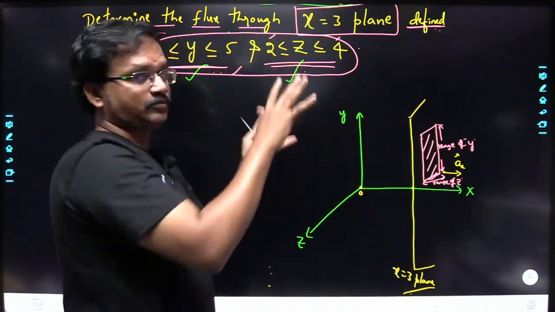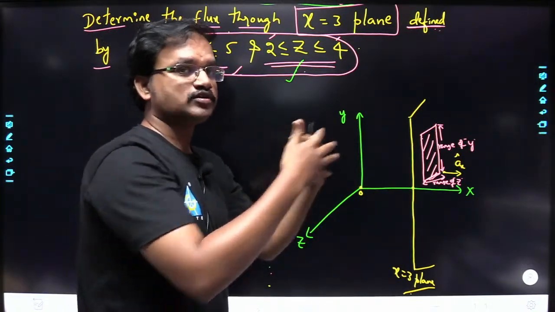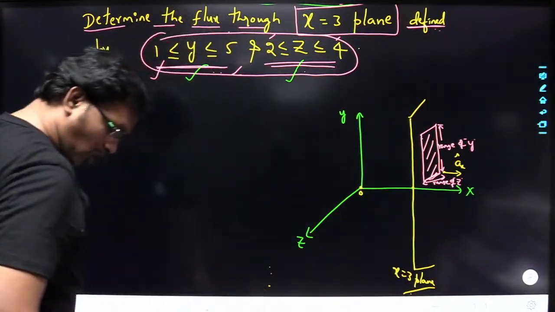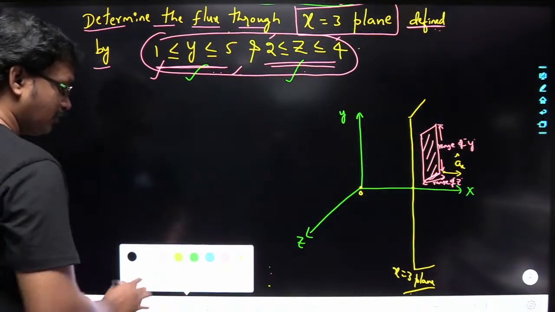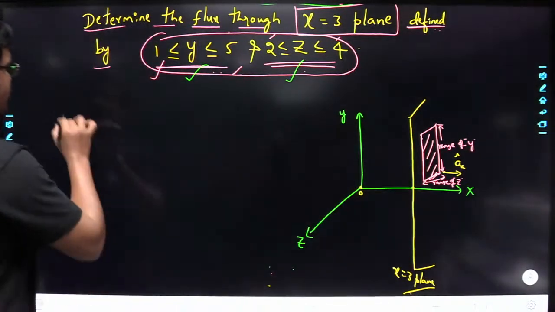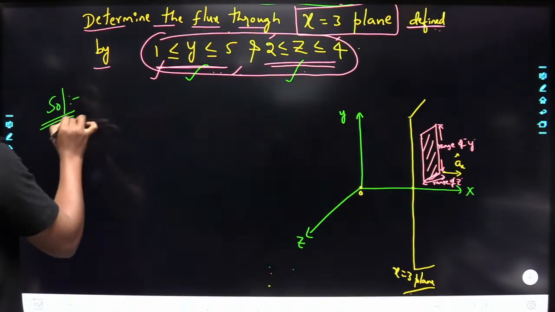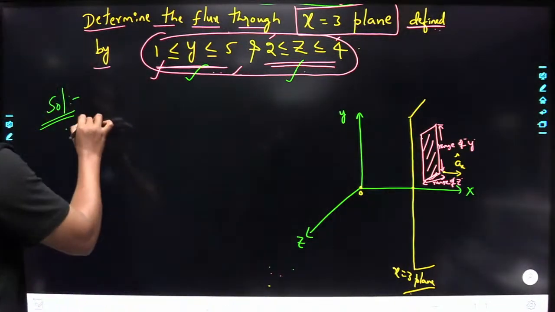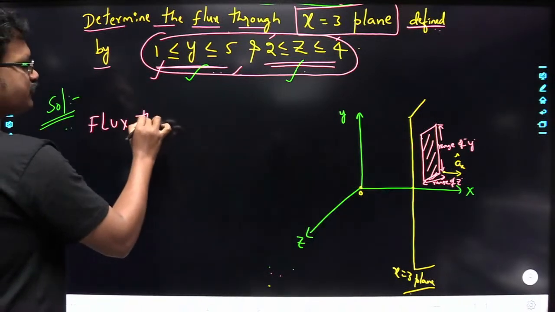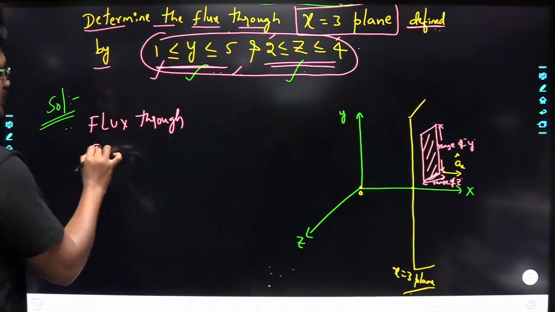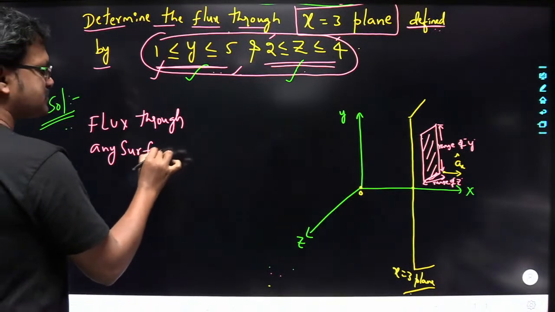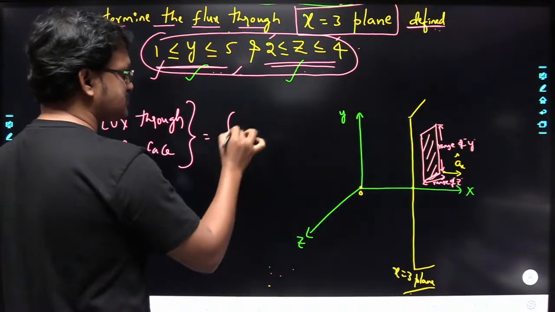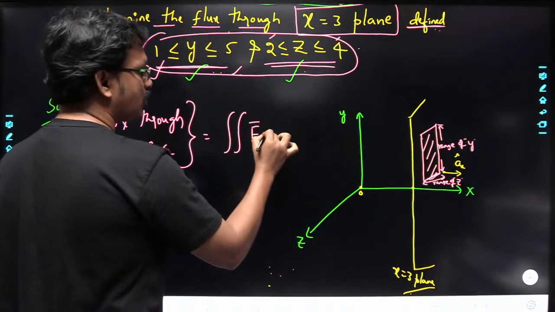Okay, now they have given some vector field and they are asking to determine the flux through the given surface. So how to determine this? See, I am writing the solution here. We know mathematically how to represent flux through any surface. We can represent it as the double integral of F bar dot dA bar.